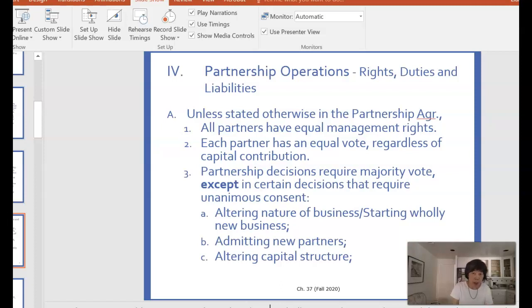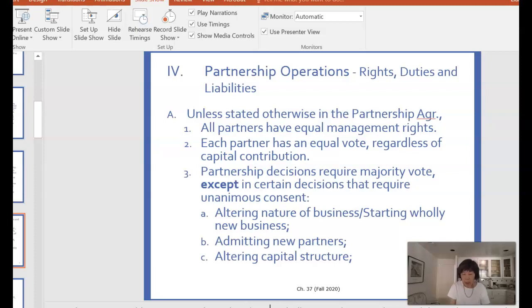We have talked about formation, and you understand that a partnership is basically an agreement between two or more persons to operate a business. Now, in that business, unless it's otherwise stated in their partnership agreement, each partner has equal management rights, equal power. They'll have an equal vote, regardless of their capital contribution. All decisions are made by a majority of the partners, except in certain cases where a unanimous decision is required.